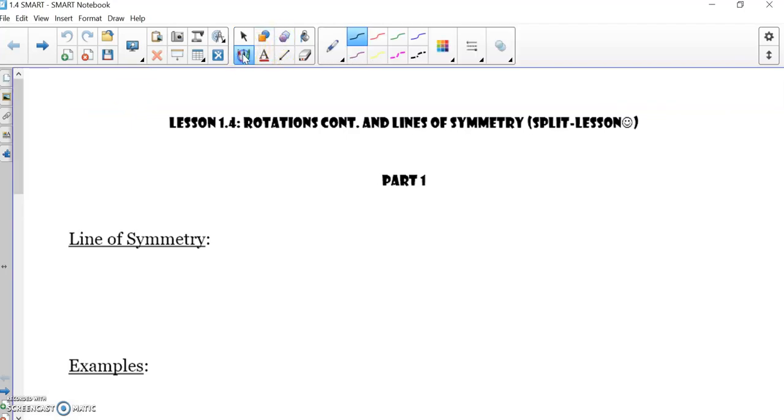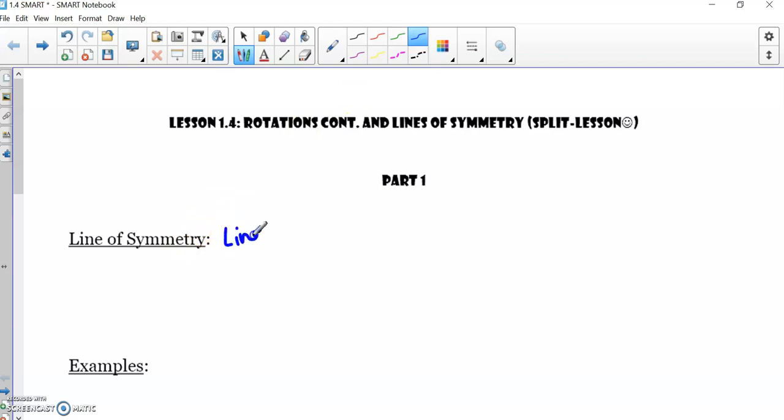Hey guys, so today we are going to look at some extra aspects of reflections as well as rotations. So the first part of this is lines of symmetry. Now the idea of lines of symmetry goes hand in hand with reflections, and you'll see that when we discuss what a line of symmetry is. It's exactly what it sounds like, right?